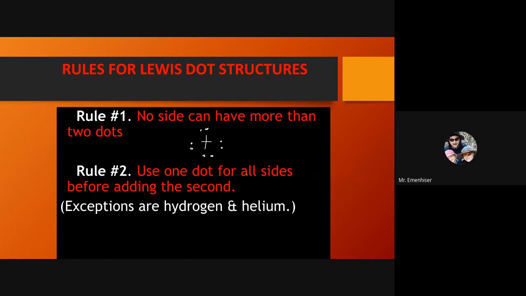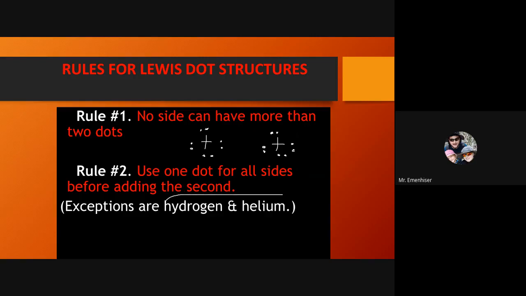Okay, so you can think of them as like siblings that fight. They're not going to want to share a room until you force them to, right? They're going to want to have their own space, and so you have to have 1 electron in each of the 4 directions before you start pairing them up. And then once you start pairing them up, they'll deal with it. It's fine. But until then, they're going to try to have their own side.